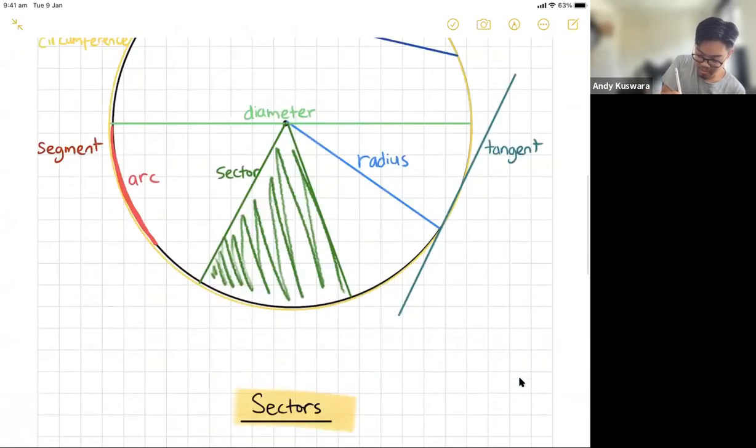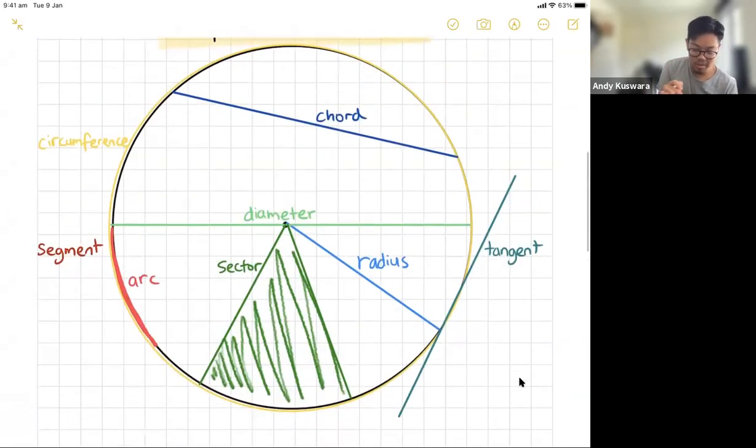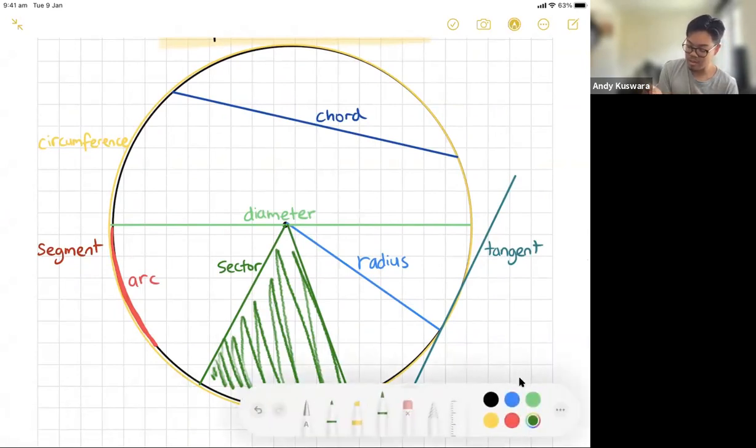Okay, so that green part there, that's a sector. So it's a pizza slice. You take a whole slice out. And the last part is a segment. So a segment very simply means it's a part of the circle, but it's not a portion kind of like the sector. It relates to the chord.